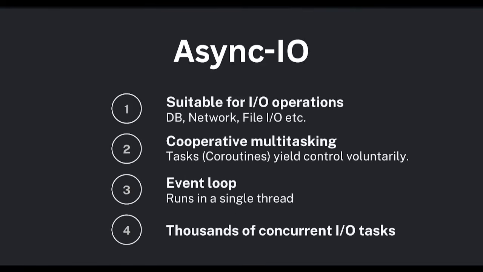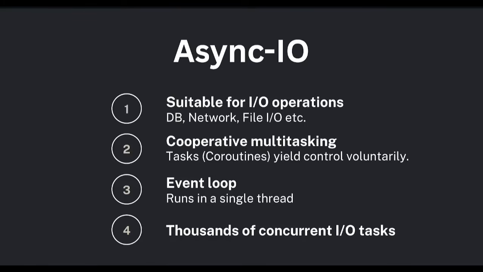Good enough. Let's do a quick recap. AsyncIO is suitable for I/O bound tasks. Some examples are database reads and writes, file reads and writes, and network operations like posting data to a server or fetching data or content from a CDN. Event loop is the core of AsyncIO.